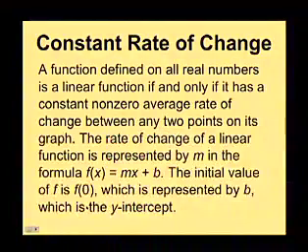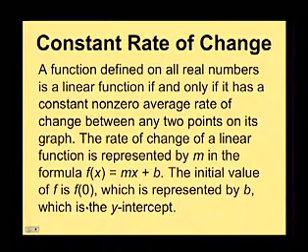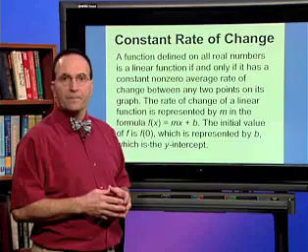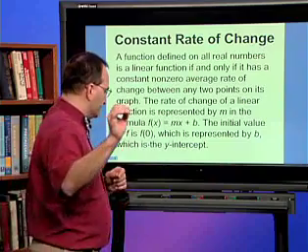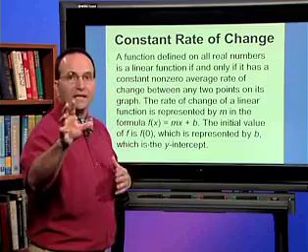Constant rate of change. A function defined on real numbers is a linear function if and only if it has a constant non-zero average rate of change between any 2 points on its graph. The rate of change of a linear function is represented by m in the formula f of x is equal to mx plus b. The initial value of f is f of 0, which is represented by b, which is the y-intercept. All right, here's a summary of what we've been looking at so far.